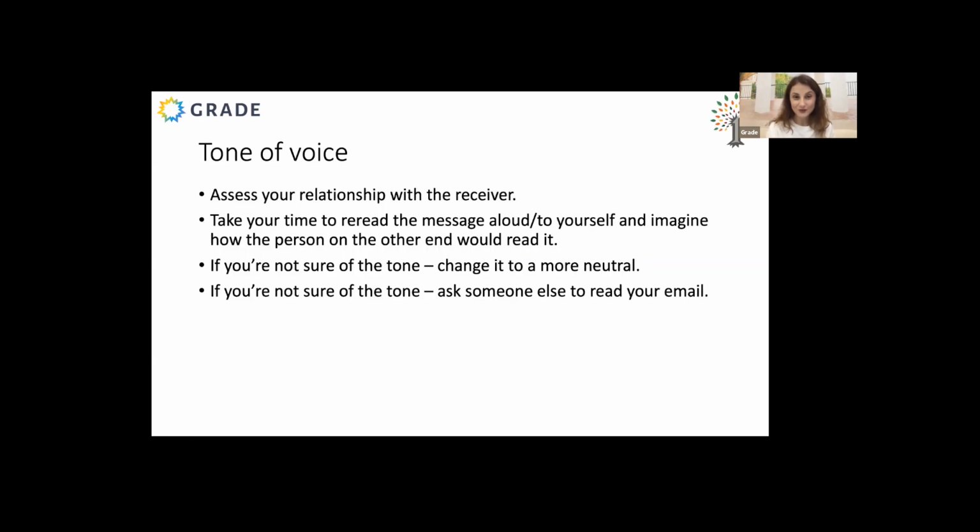That's my slide here. First of all, you think what your relationship with the receiver is. Then you reread the message aloud or to yourself and imagine how the person would read it. If you're not sure of the tone, change it to a more polite one. And another way, if you're not sure of the tone, ask someone else to read your email aloud.